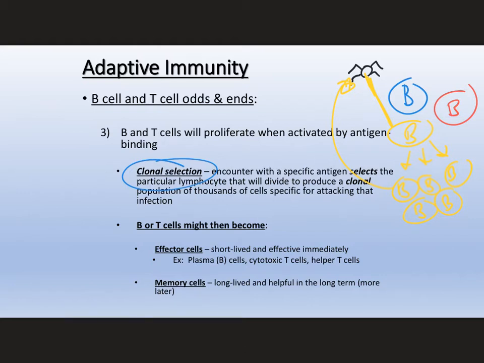Now, once the cells are clonally selected and you make a bunch of them, they can fall down one of two paths. They can be effector cells, which are cells that actively get rid of an infection, or they can be memory cells, which are really important to allow us to adapt, to allow us to remember, so to speak, a pathogen that's been in your body before.